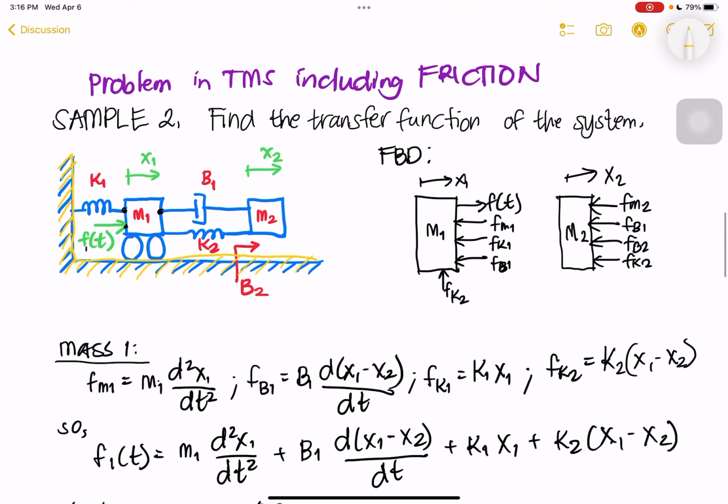If we take a look at this example, we have the spring with one end connected to the reference, and it is connected to a mass M1. In between M1 and M2, we have B1, dashpot 1, and then we have K2, spring 2, in parallel. And then the external or applied force is applied directly to mass 1. So it creates a displacement x1 to M1, and the output is x2, which is the displacement of mass 2.